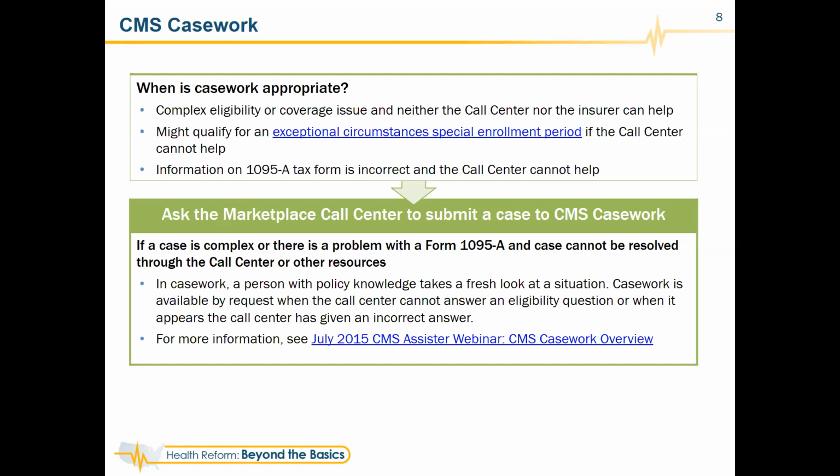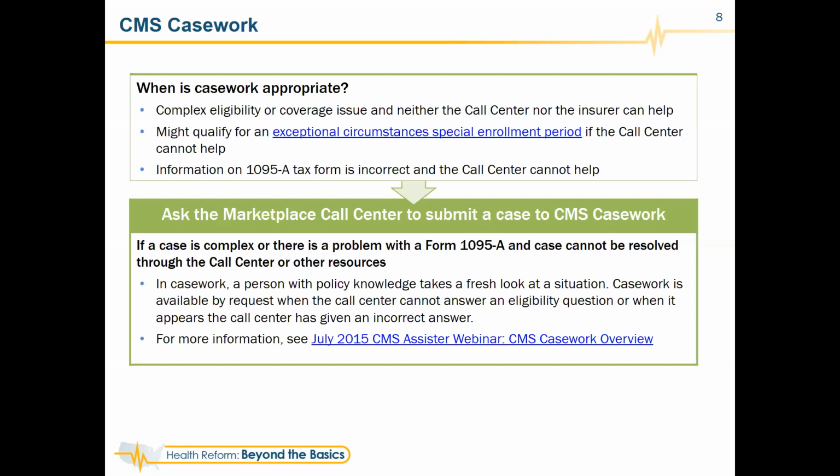In order to get into the casework system, the consumer has to call the marketplace call center, try to work it through with them, and then if the call center can't help, they can ask to be referred to the casework system. There's more information on this from a webinar that was done back in 2015. We'll be sending out the slide deck after the presentation, so you'll be able to access this link. Casework is really a first line of help for consumers who can't get their issues resolved through the call center. It's often going to be much quicker and timely if someone can go through the casework system and get their issue resolved rather than having to file an appeal.